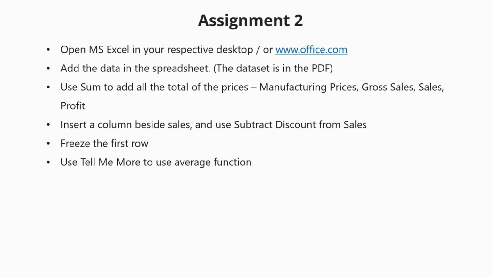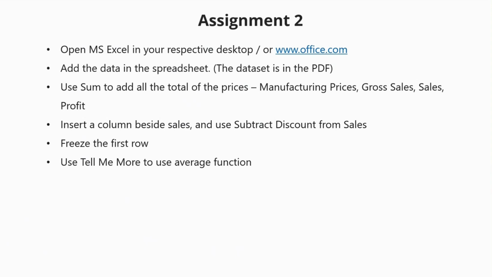Now, assignment part 2. Last assignment, you remember we had copied a data set in Microsoft Excel. We are going to be working with the same data set. What you have to do is, one, compute the prices of manufacturing, gross sales, sales, and profit. You have to use the formula, and when you are clicking a screenshot, make sure you are clicking the screenshot with the formula. So not with the end result, but with the formula as well, because what we want to see is how much you've understood the formula.